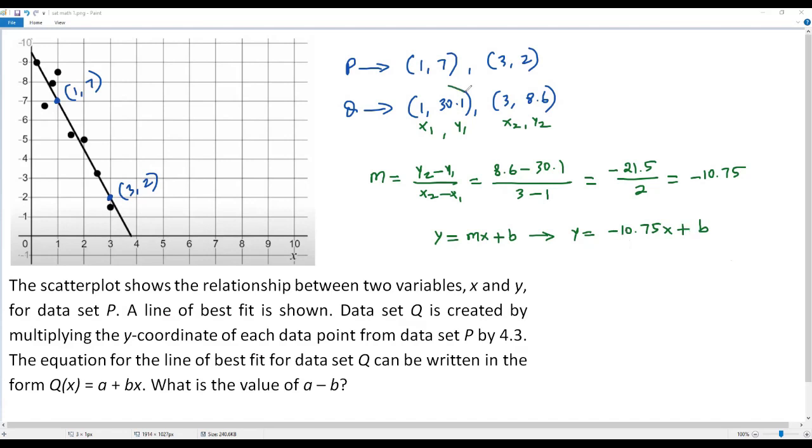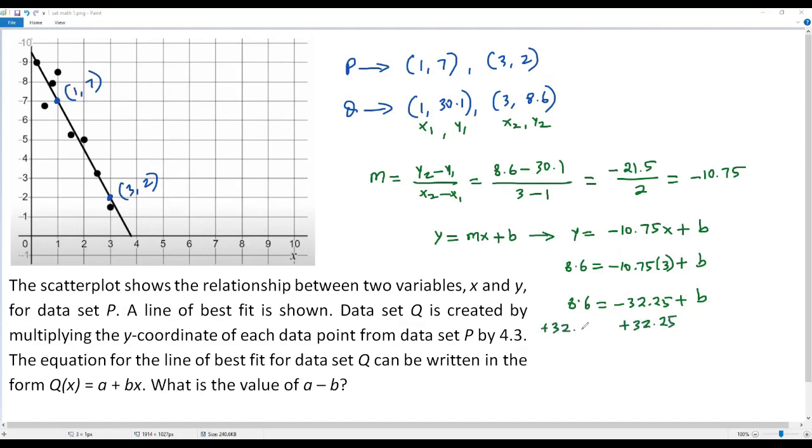Okay, for that we have to use one of these 2 points. That is, we have to plug in one of these 2 points into this equation to get the value of b. Okay, now let me use a second point. That is, I have to plug in this x coordinate 3 for x over here and y coordinate 8.6 for y over here. Okay, let me do it. Then 8.6 equals negative 10.75 times 3 positive b. Let me multiply negative 10.75 by 3. When I do so, I am getting negative 32.25 positive b.